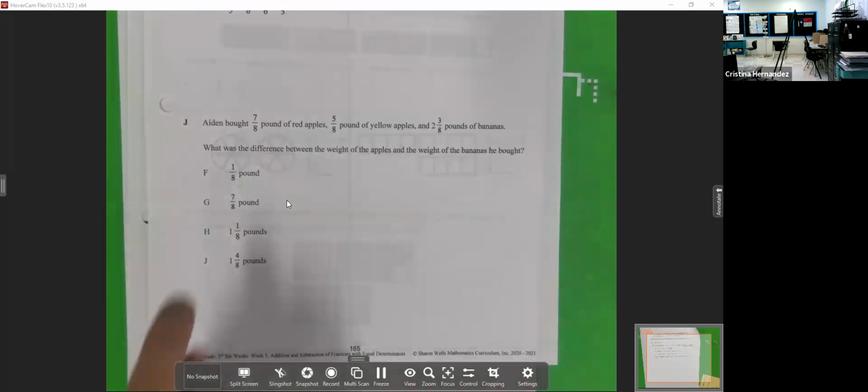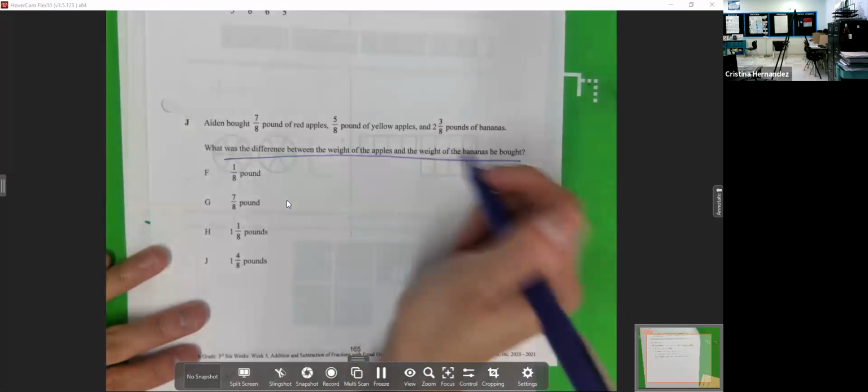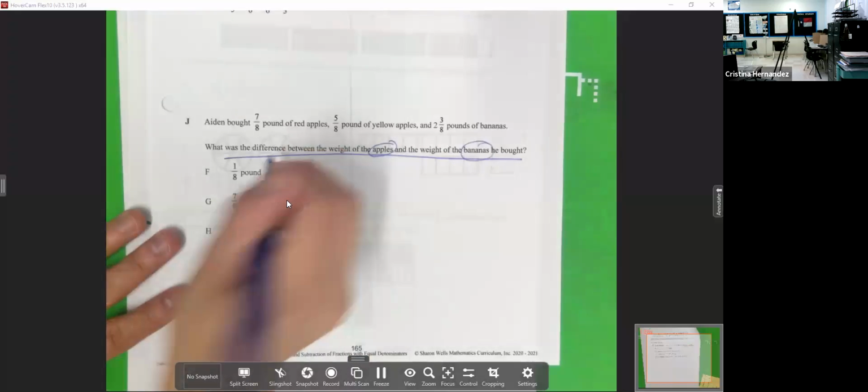So, Aiden bought 7/8 pounds of red apples, 5/8 pounds of yellow apples, and 2 3/8 pounds of bananas. What is the difference between the weight of apples and the weight of bananas he bought? What does difference mean? Keyword: subtract. Difference means subtract.